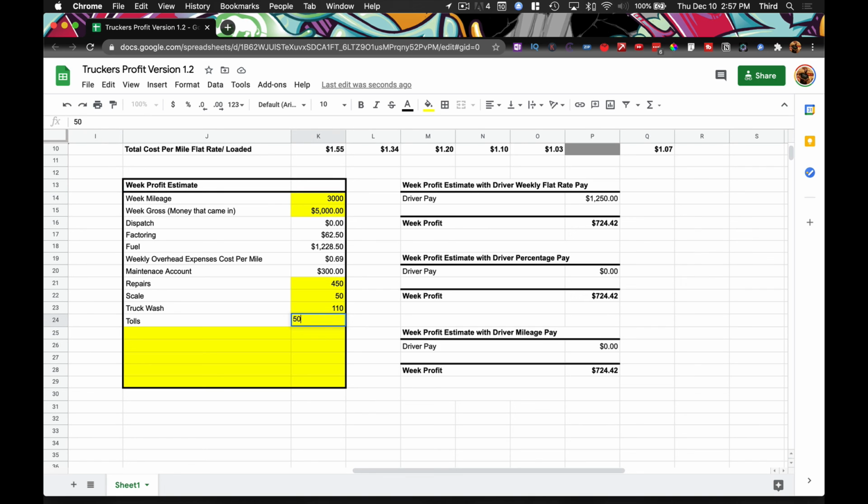Maybe you did $50 in tolls. I know PrePass, they automatically charge you like $25 even if you ain't going nowhere. So that's something to think about too. But that's exactly how that works. And if you have any questions, let me know.